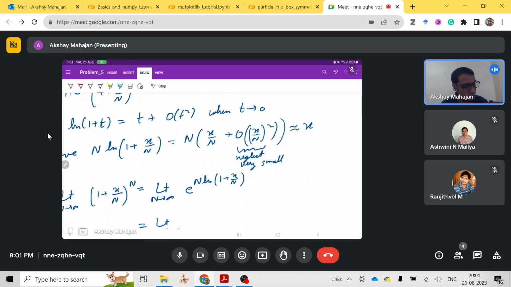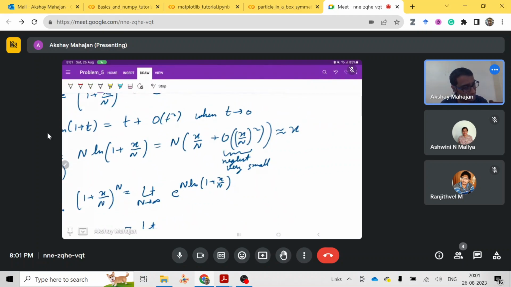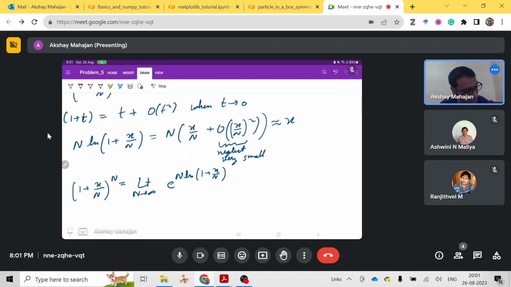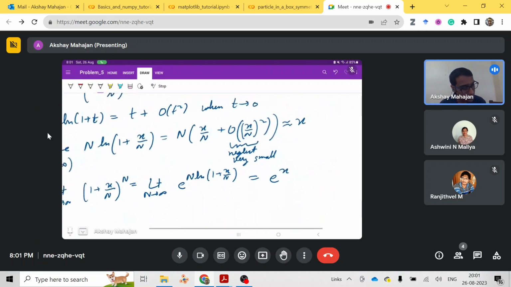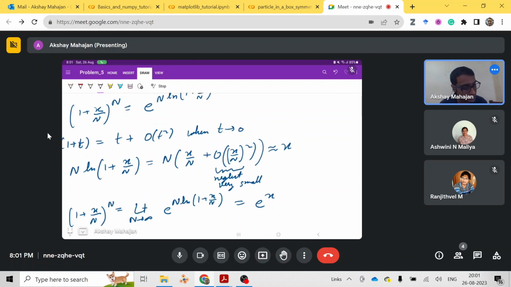Alright, so you can write this thing as x when n is tending towards infinity. So n ln of 1 plus x by n can be approximated to x. So we have here e to the power x, and there is no n now. As n tends to infinity, this term is going to x, so it means we are getting e to the power x. Alright, so that is what we have written. The limit as n tends to infinity of (1 plus x by n) to the power n goes to e to the power x, because n ln of 1 plus x by n goes to x as n tends towards infinity.